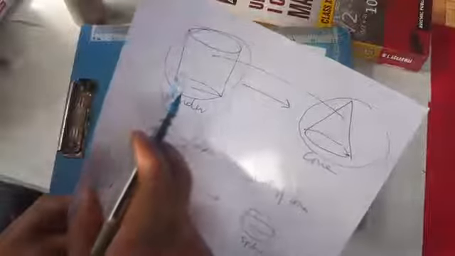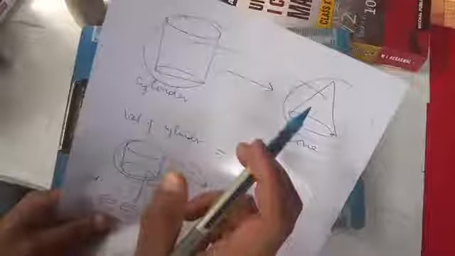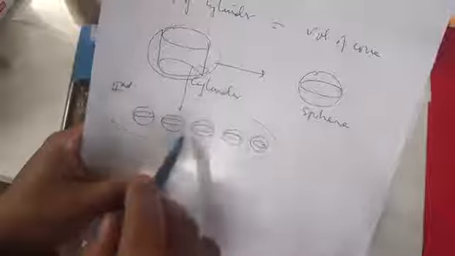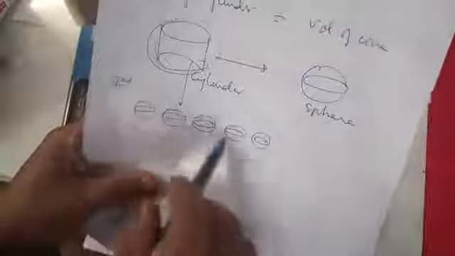Just again a quick recap. When one solid cylinder is melted and it is recast into one cone, then the volume of this solid cylinder will be equal to the volume of the cone. In another situation, when a number of solids are again melted and recast and made into one cylinder, then the number n into volume of this will be equal to the volume of one cylinder.